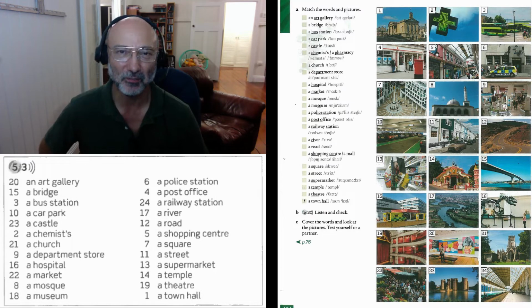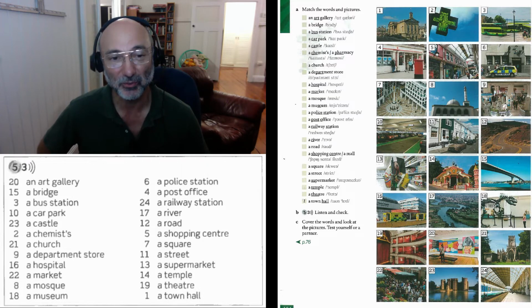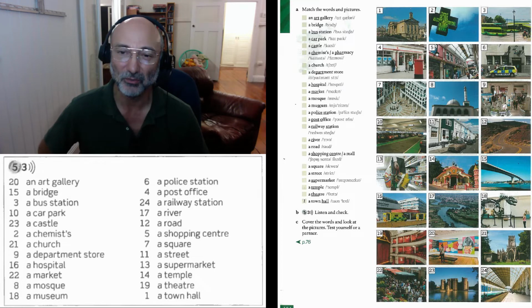Number 8 is a mosque. Number 9 is a department store. Number 10 is a car park. Number 11 is a street. Number 12 is a road. Number 13 is a supermarket. Number 14 is a temple. Number 15 is a bridge.